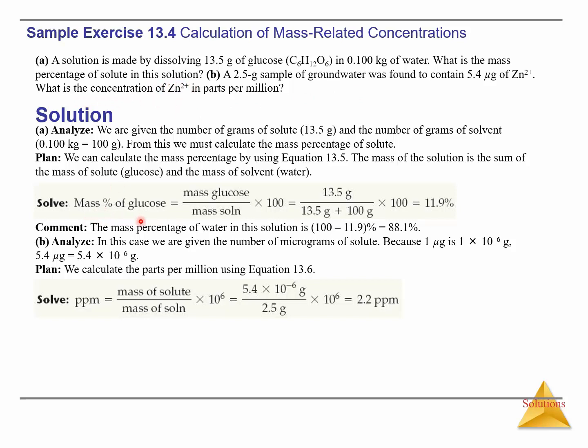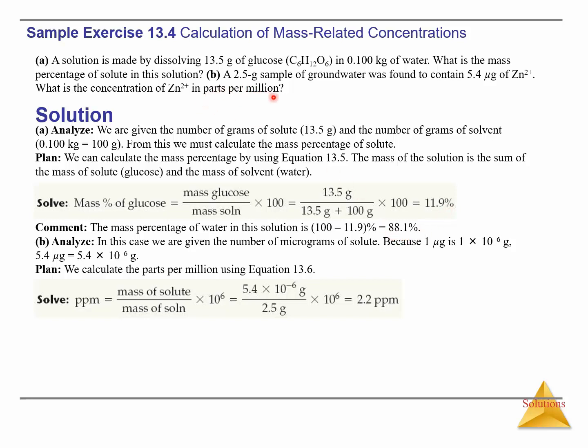So mass percent of glucose is mass of glucose divided by mass of solution times 100. So 13.5 divided by 13.5 grams plus 100 grams of water, times 100, it's 11.9%. So the mass percentage of water in this solution is 100 minus 11.9%, and this equals 88.1%. Then this is mass percent of solute, this is mass percent of solvent.